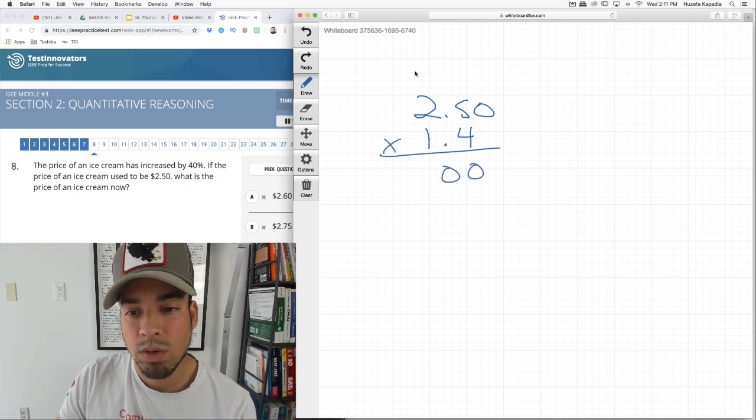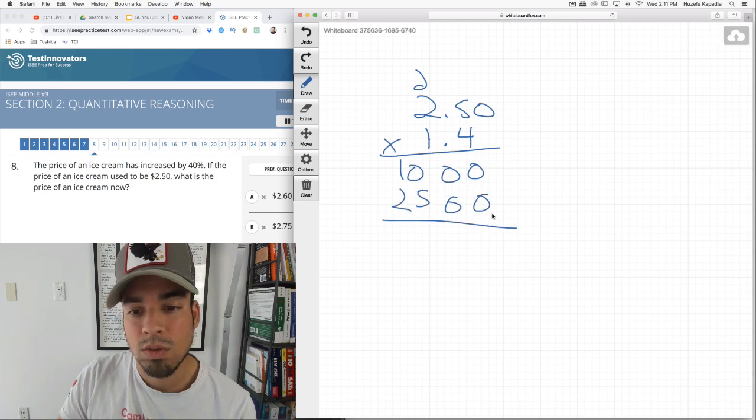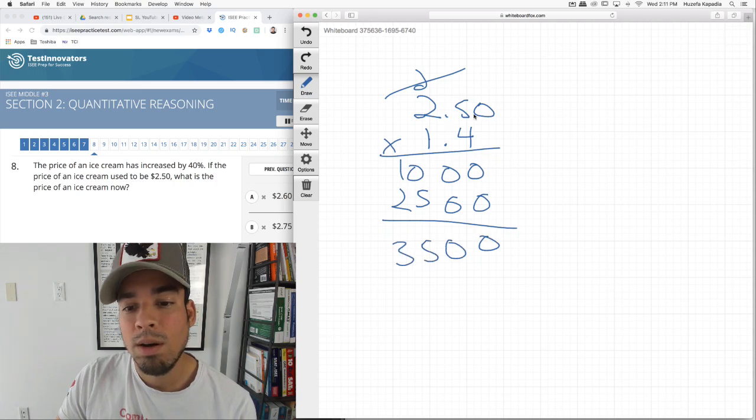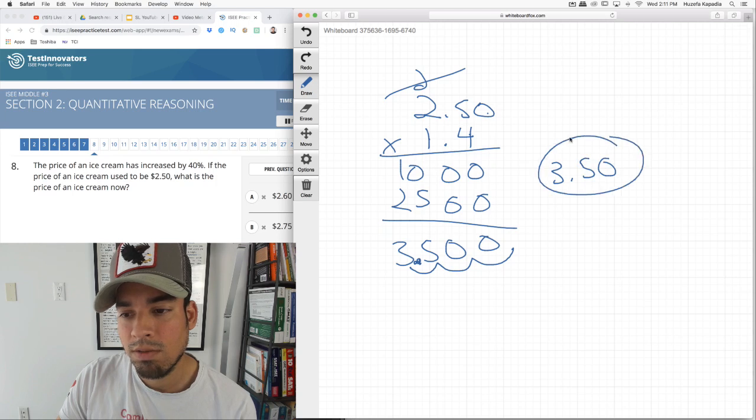Okay, so it's 0, 20, carry the 2, 8 is 10, 0, 0, 5, and 2. Cross that off now. Then add them up: 0, 0, 5, and 3. Now, how many decimals do we have? Our numbers behind the decimal: 1, 2, and 3. So we go 1, 2, and 3, and my answer is $3.50.